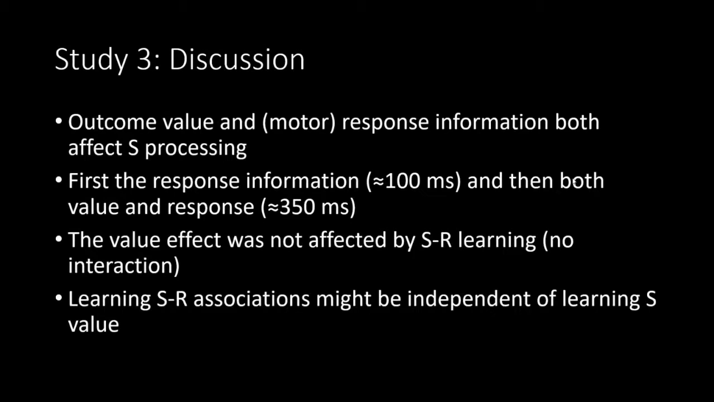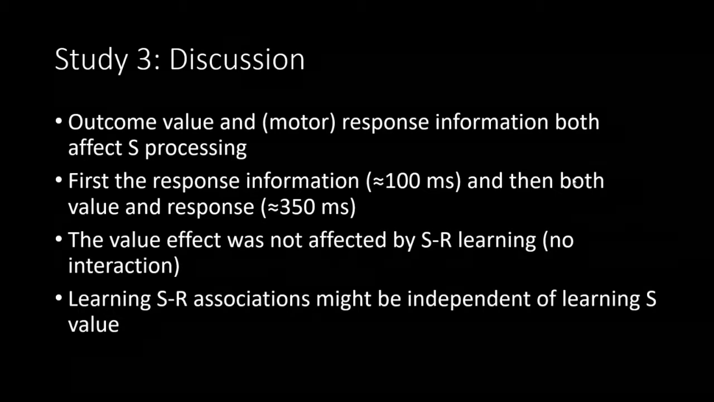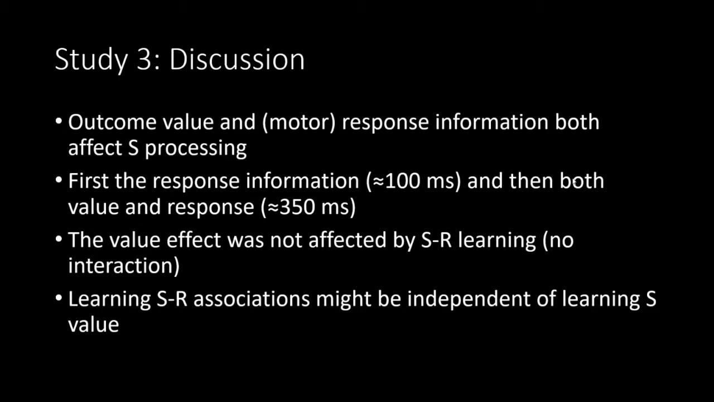So what we have here is that outcome value again modulated the processing of the stimulus, but our manipulation of the strength of the stimulus-response links also affected how we process the stimulus. Both factors modulated this cortical activity. It seems that the response information was activated first. It was really rapid, around 100 milliseconds, and then both value and response have effects around P3.